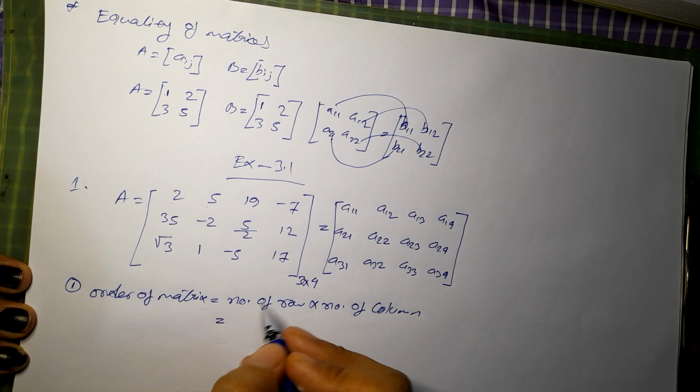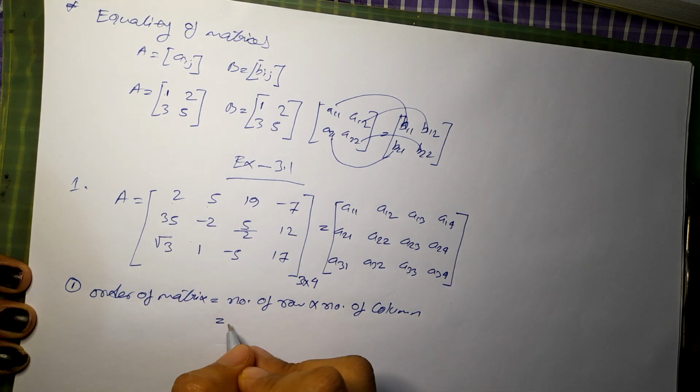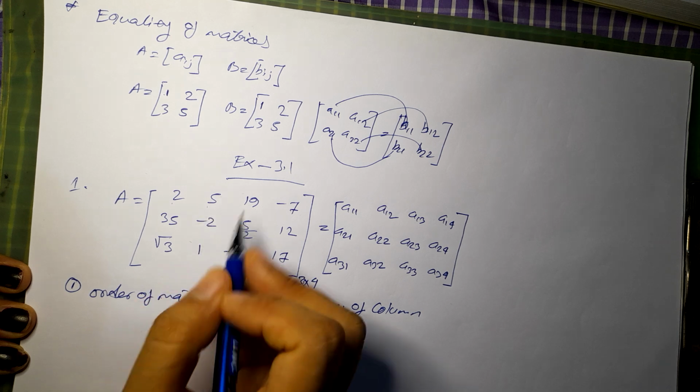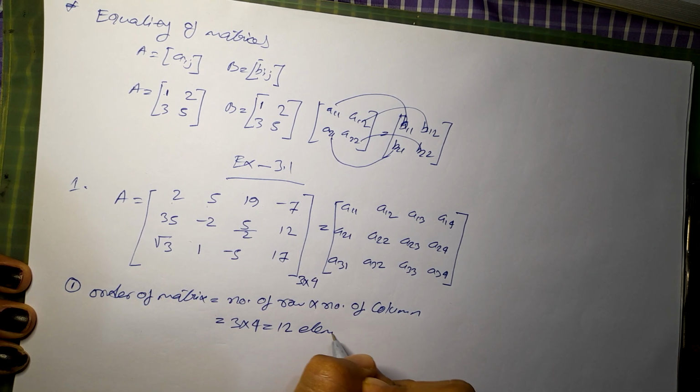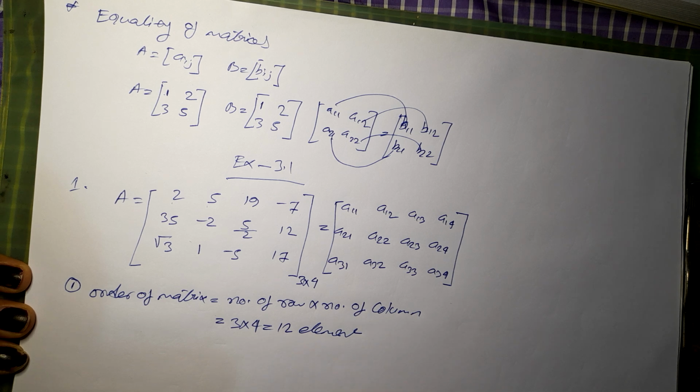So we have how many rows? We have 1, 2, 3 rows. How many columns? 1, 2, 3, 4. So 3 4s are 12. So there are a total of 12 elements. You can count and check. You will get 12.